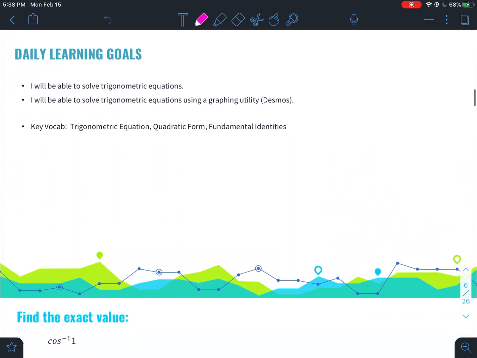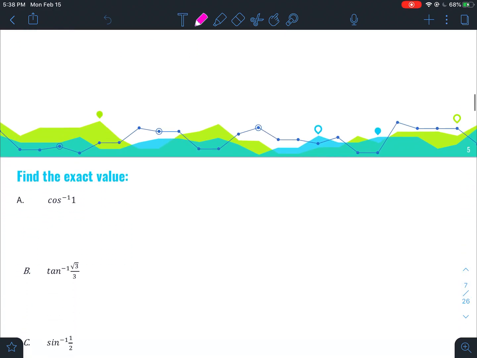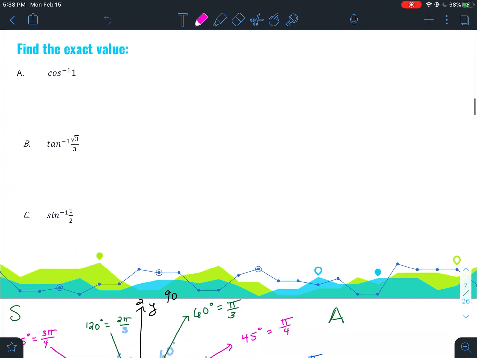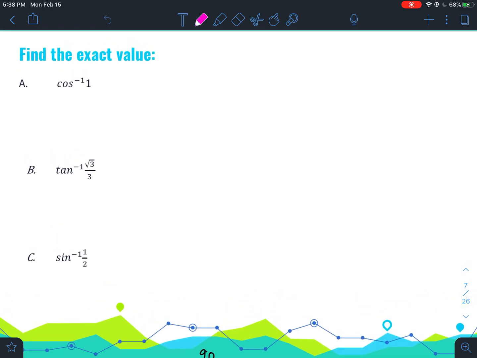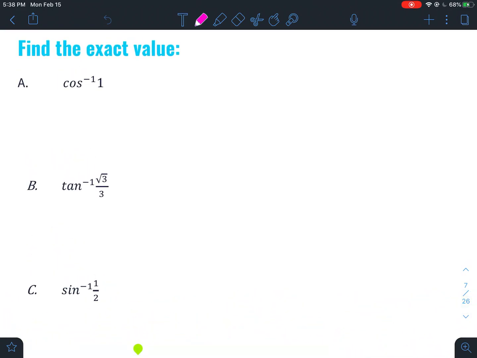So today we are going to continue solving different types of trig equations. And we will do them algebraically, so without the aid of a calculator, and then with the aid of a calculator or Desmos. All right, so these are some review from what we did from 7.1 and 7.2.